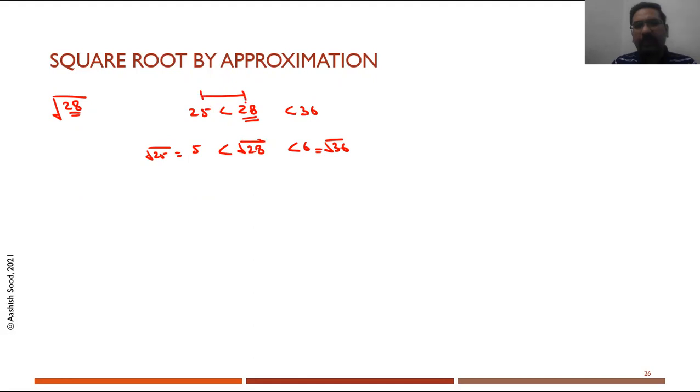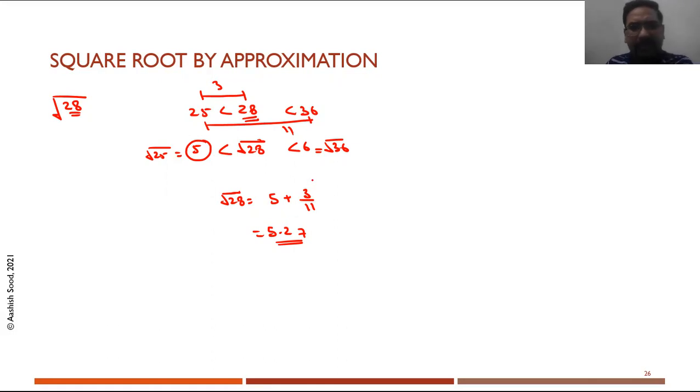Check the gap between 25 and 28, which is 3. Check the gap between 25 and 36, which is 11. So I can say root 28 is the lesser square root, which is 5, plus 3 by 11, which will be roughly 5.27. So I can approximate the square root of 28 as 5.27.